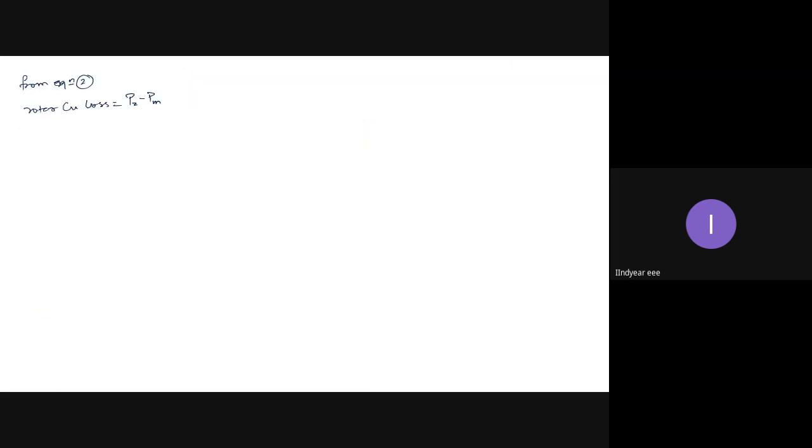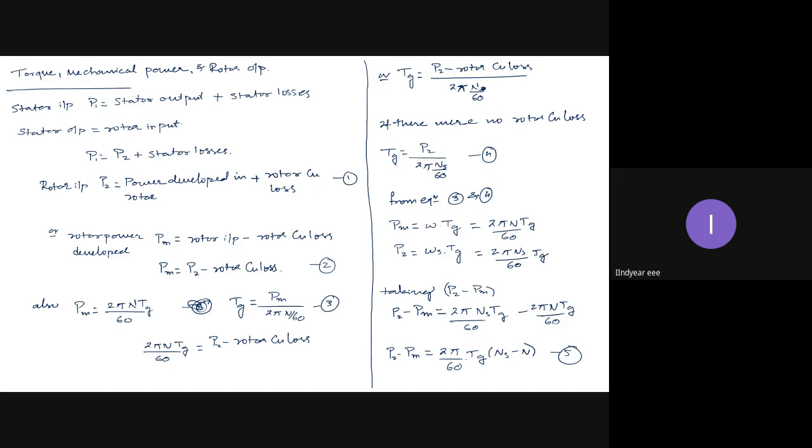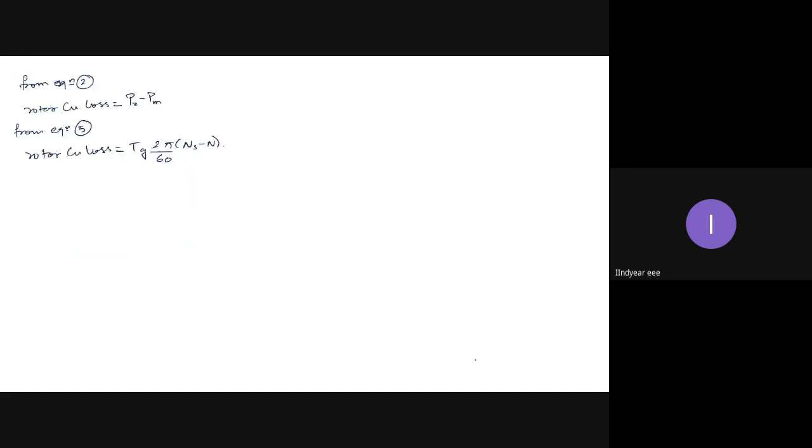Therefore, from equation 5, what we can write is rotor copper loss is equals to Tg into 2 pi by 60 into ns minus n. Take this as equation 6.